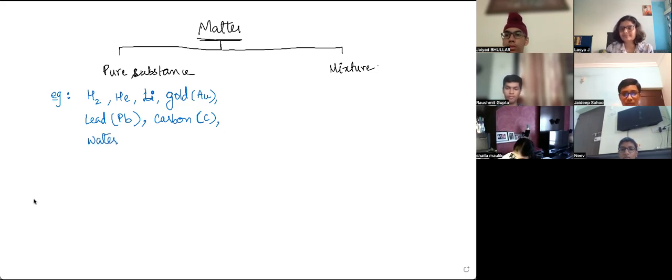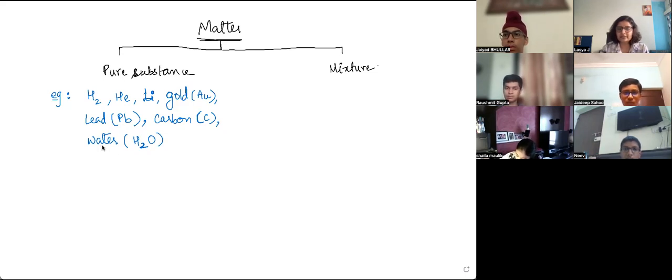A mixture. No, water is actually a pure substance. So water is represented as H2O. It is made of hydrogen and oxygen atoms. You might be confused, because you can see different atoms are there in water, but why is it a pure substance and not a mixture?